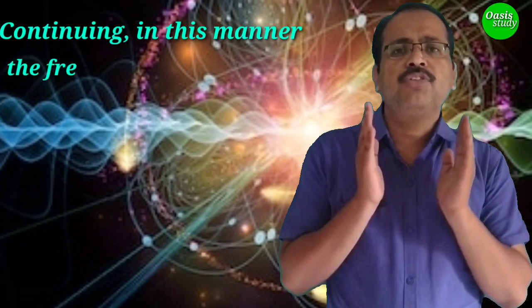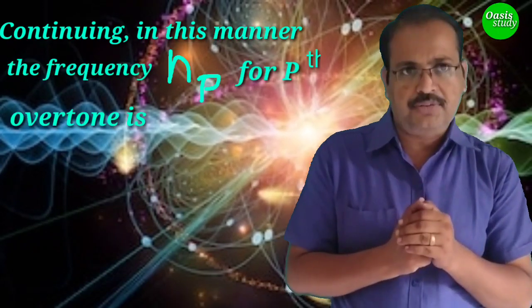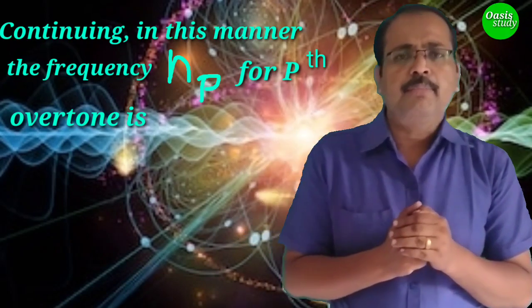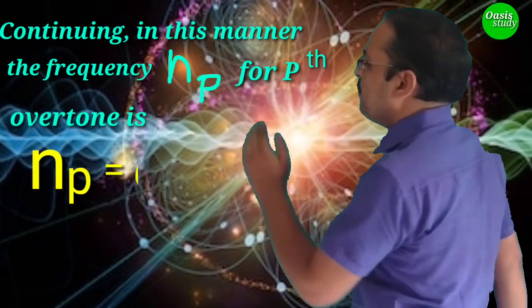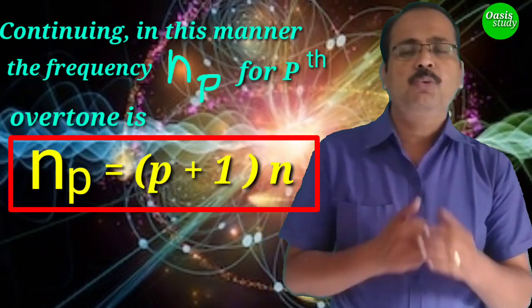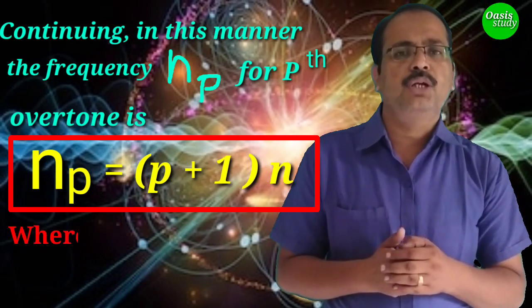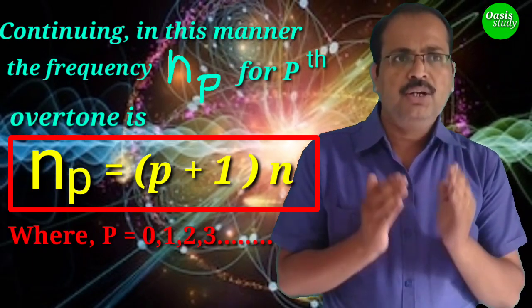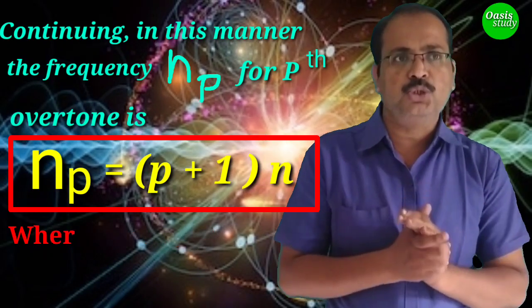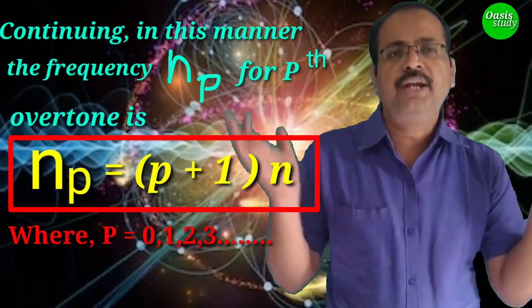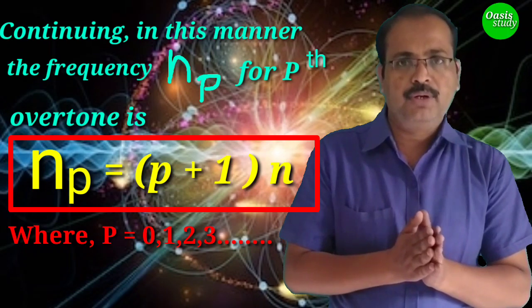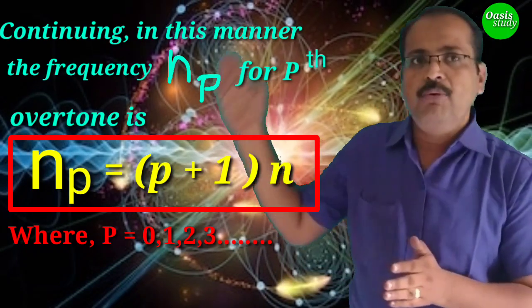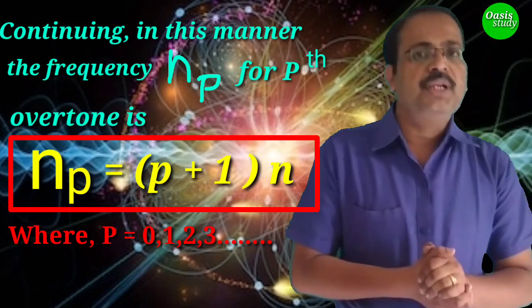Continuing in this manner, the frequency NP for the pth overtone is NP is equal to P plus 1 into N, where P is equal to 0, 1, 2, 3 and so on. What is NP? The frequency of the pth overtone. This is all about the vibration of air columns in a pipe open at both ends.